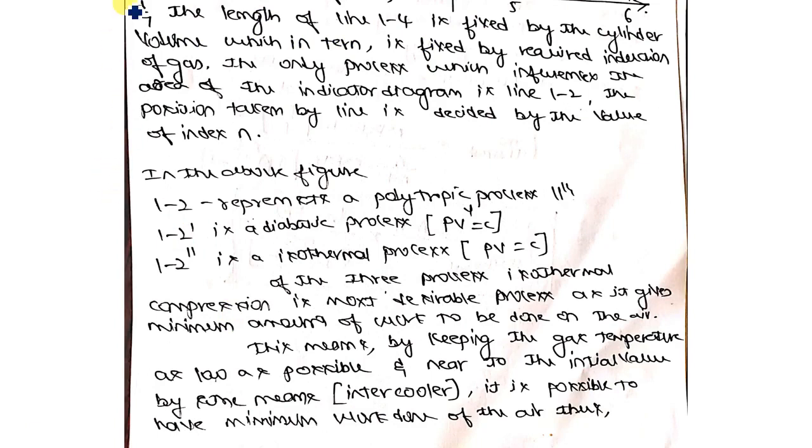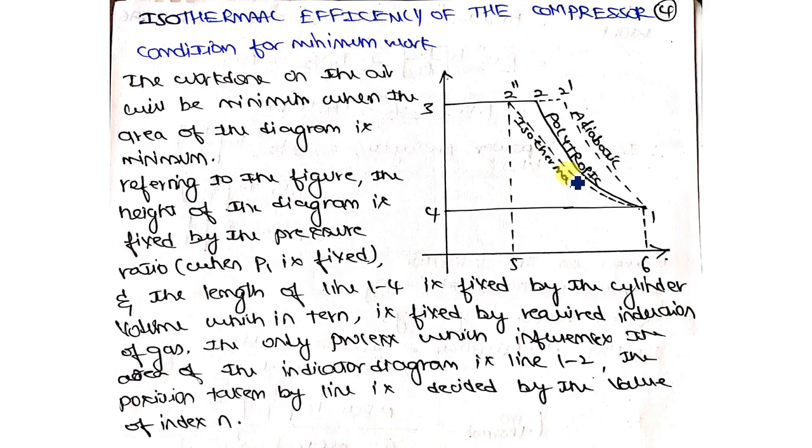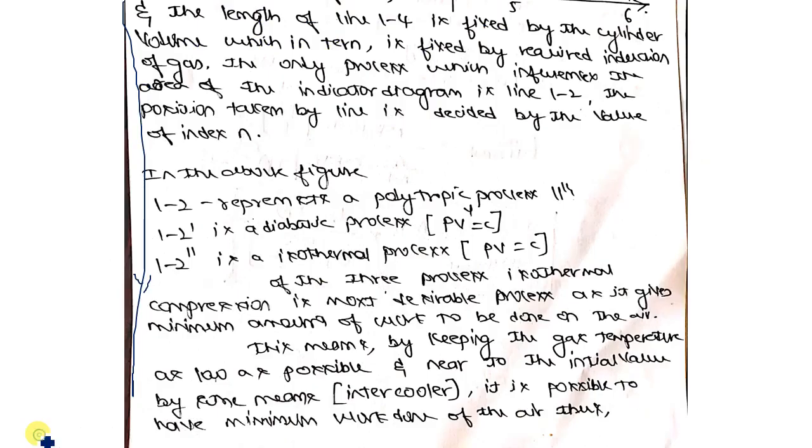And how do you reach an isothermal process? So you will be using an intercooler in between the stages and all. We will be seeing how to do that in the further videos. Okay, take this. After that, we shall try to calculate the isothermal work here.